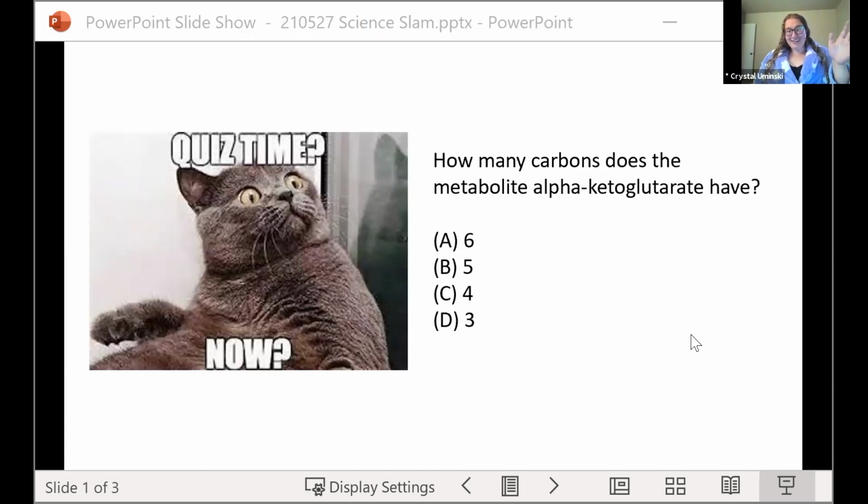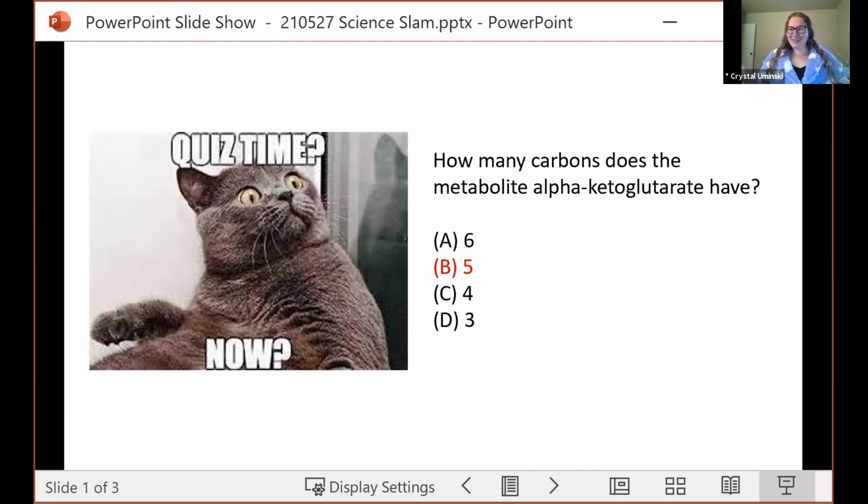And I will say, as somebody who has a degree in biology and is pursuing a PhD in biology, I unashamedly am raising my hand. Before I looked up the answer, thanks to Chegg, I was like, I don't know. I don't even know what an alpha-ketoglutarate is. I'm sure this is something that I had covered in my biology classes in college. And the answer is 5, if you're curious.